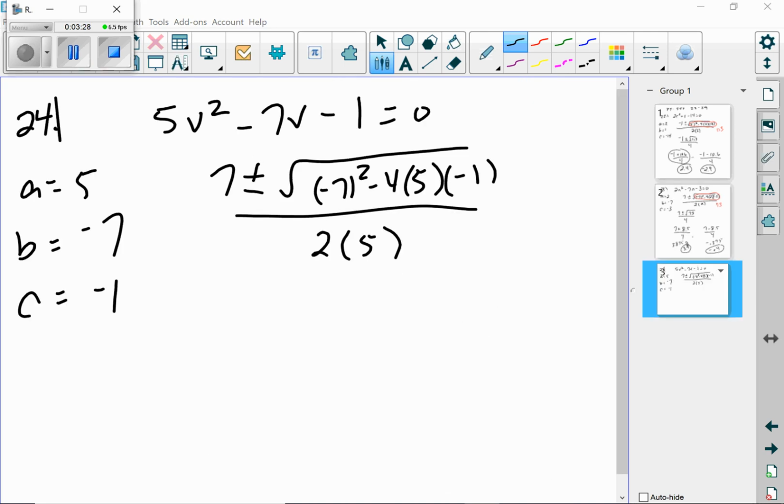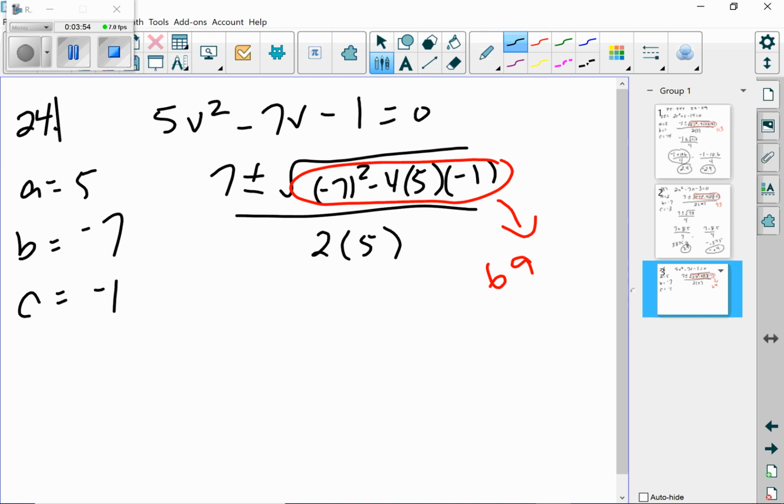Okay, number 24, 5v squared minus 7v minus 1 equals 0. The 1 started on the right side. I moved it over, switched the sign. a equals 5, b equals negative 7, c equals negative 1. For the discriminant on this problem, the value under the radical sign, I'm getting 69. Okay, doesn't have a square root. That's a whole number, so we're going to get a decimal here as well.